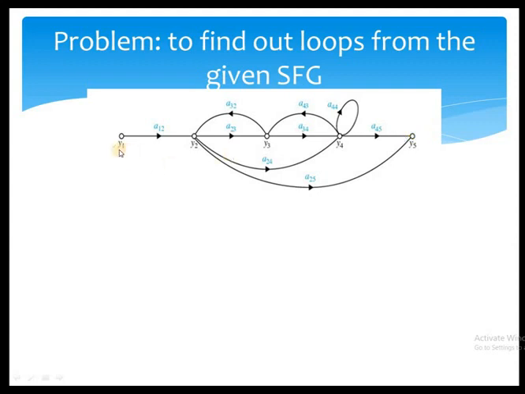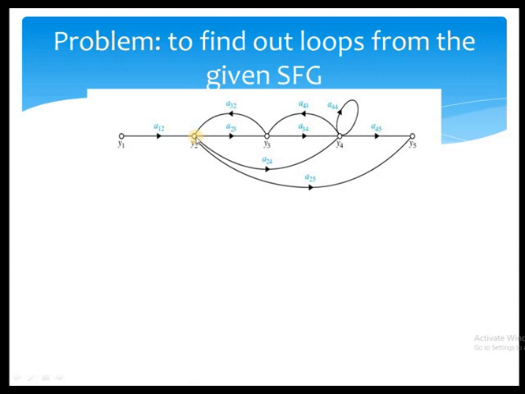And the third one travels from Y1, Y2 and directly reaches Y5 through A24. So the SFG consists of 3 forward path gains. How many loops do we have? Directly we will check the return paths. So there is a possible loop here.